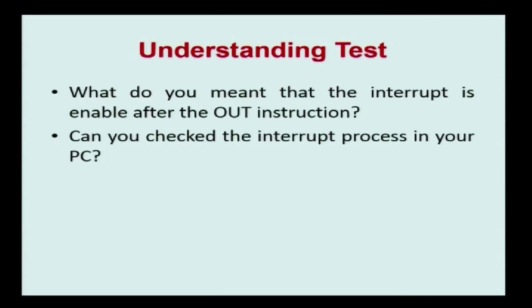So, based on today's class, I will ask only 2 questions, whether you can answer them or not. What do you mean when the interrupt is enabled after the OUT instruction? Once the OUT instruction is executed, what is the function of the interrupt? Its meaning is that the output is ready to send the data. So, now the processor has to activate the signal to transfer the data from the output device to the processor.